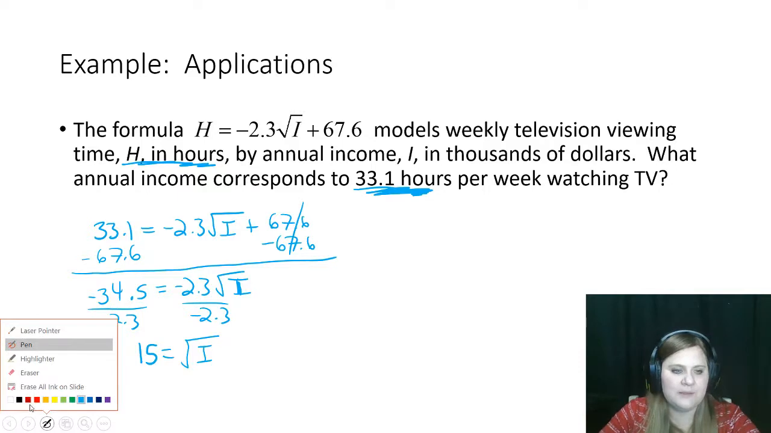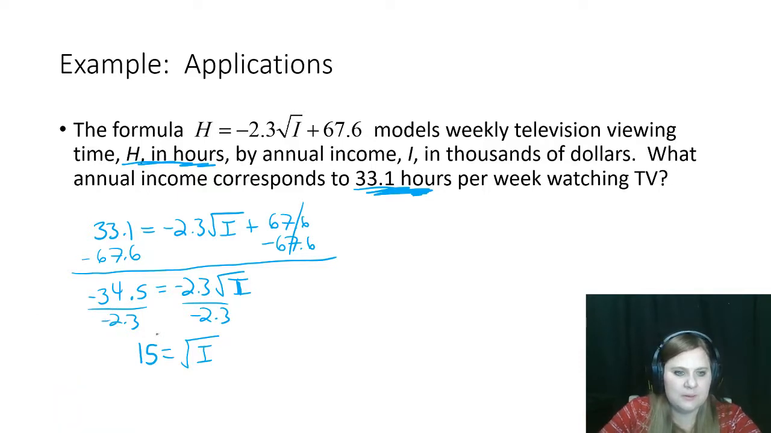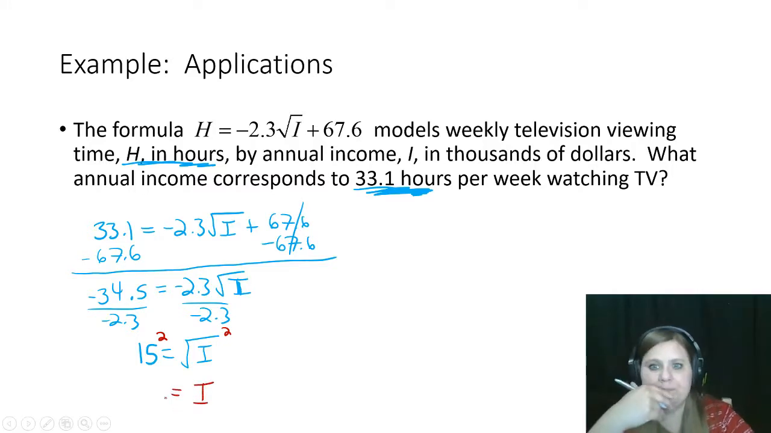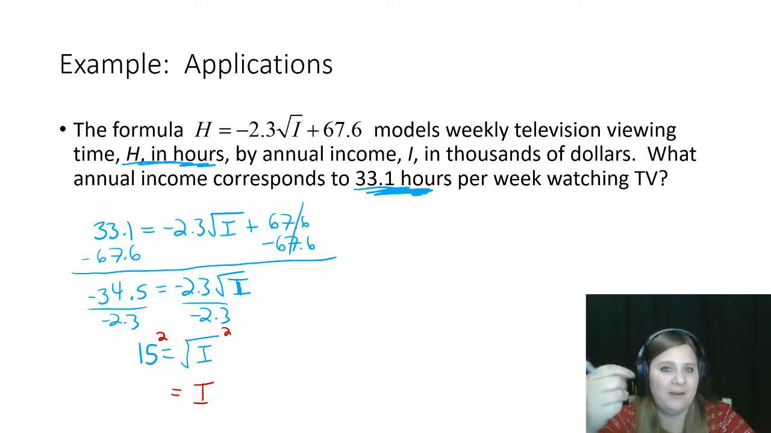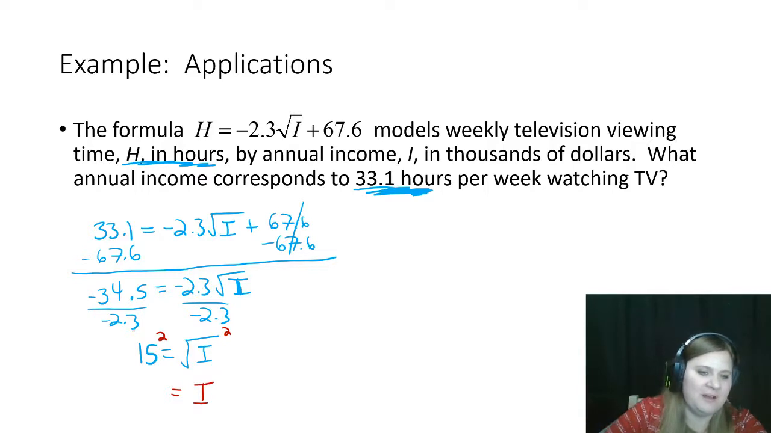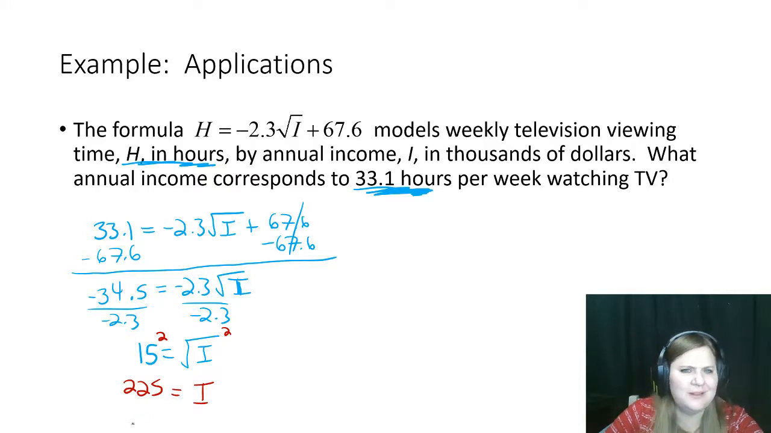Now I need to get rid of the square root. So I square both sides, and I have I equals, well, what's 15 squared? Well, hopefully you already know this, but it comes out to be 225, I believe. Yeah, there we go.